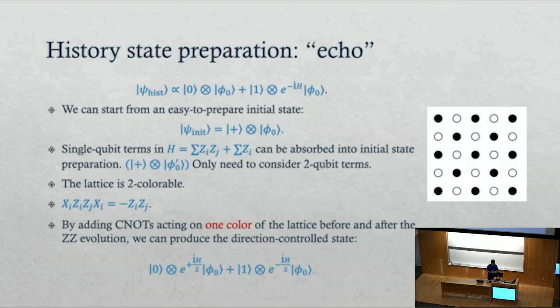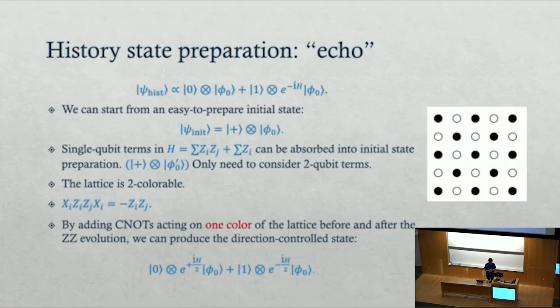So we can observe that the single qubit terms, that are the single qubit ZI terms, can all be absorbed into the initial state preparation. So we only need to worry about these two-qubit terms. Now we also observe that this 2D lattice is two-colorable because it's a square lattice and only has nearest neighbor interactions. And we also have this very elementary commutation relation. That is, if you sandwich ZiZj by any Xi or Xj, you'll get the negative of ZiZj.